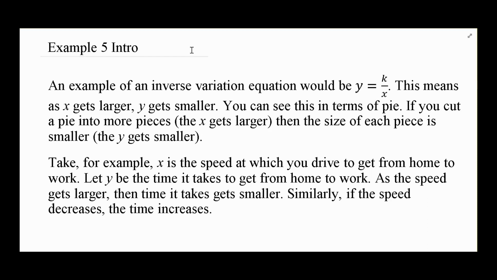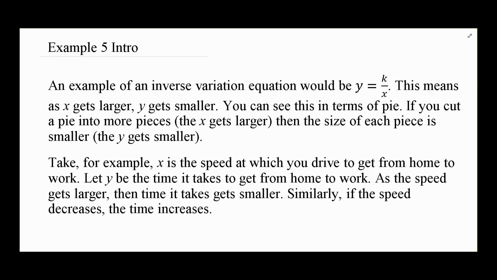So an example that we can look at here is speed and time. If we have a fixed distance, like your distance to get home from work, then if you increase your speed, the amount of time it takes you to get home is smaller, provided you don't get a ticket. But if you decrease your speed, it's going to take you longer to get home. So this is an example that as one variable gets smaller, the other gets bigger, or vice versa. As one gets bigger, the other gets smaller.